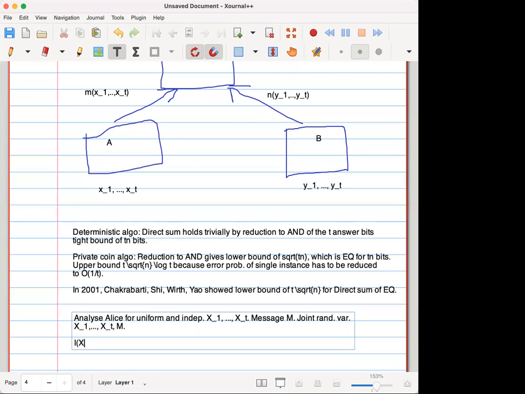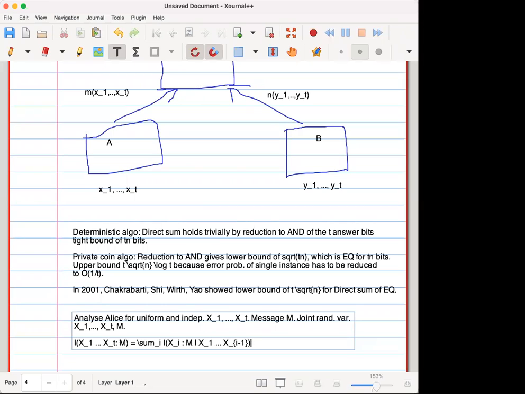Now I will look at the mutual information between x1, x2, up to xt and M. So this is the mutual information between Alice's input and the message. And then I can use the chain rule. This is Shannon mutual information: the sum of I of xi colon M conditioned on the prefix x1 to xi minus 1. Right, so far so good.